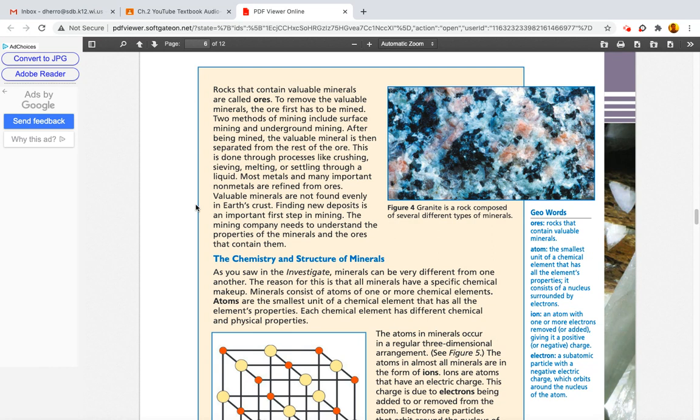Valuable minerals are not found evenly in Earth's crust. Finding new deposits is an important first step in mining. The mining company needs to understand the properties of the minerals and the ores that contain them. In Figure 4, you see that granite is a rock composed of several different types of minerals.